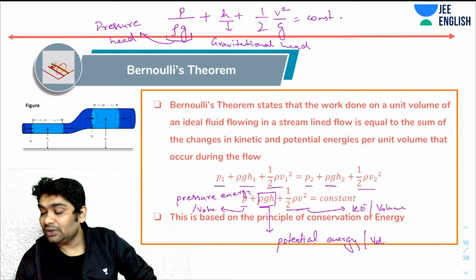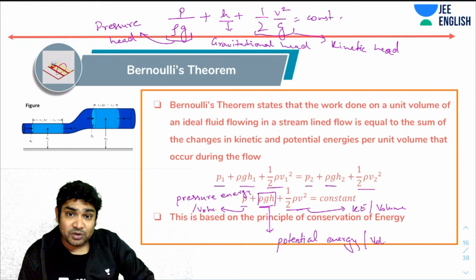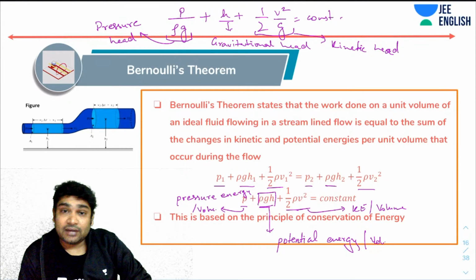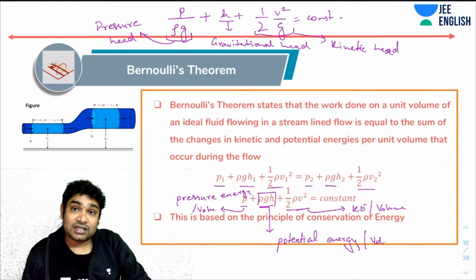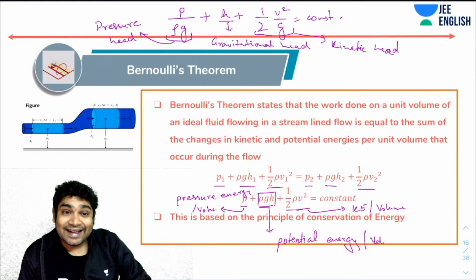And this term is called the kinetic head. It's just another way of representing the same equation using new terms, but you should be aware of those terms because sometimes in the question they can express these values like this. They can tell you that the pressure head is this much, the gravitational head is this much, the kinetic head is this much. So you should know what any head means.